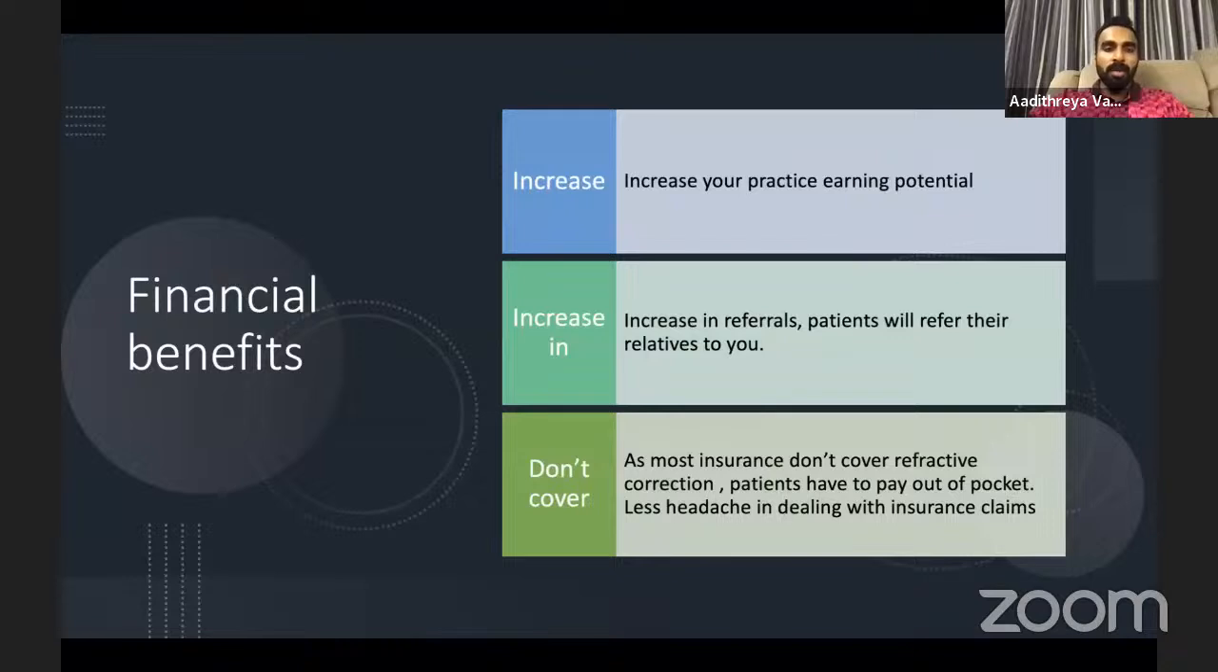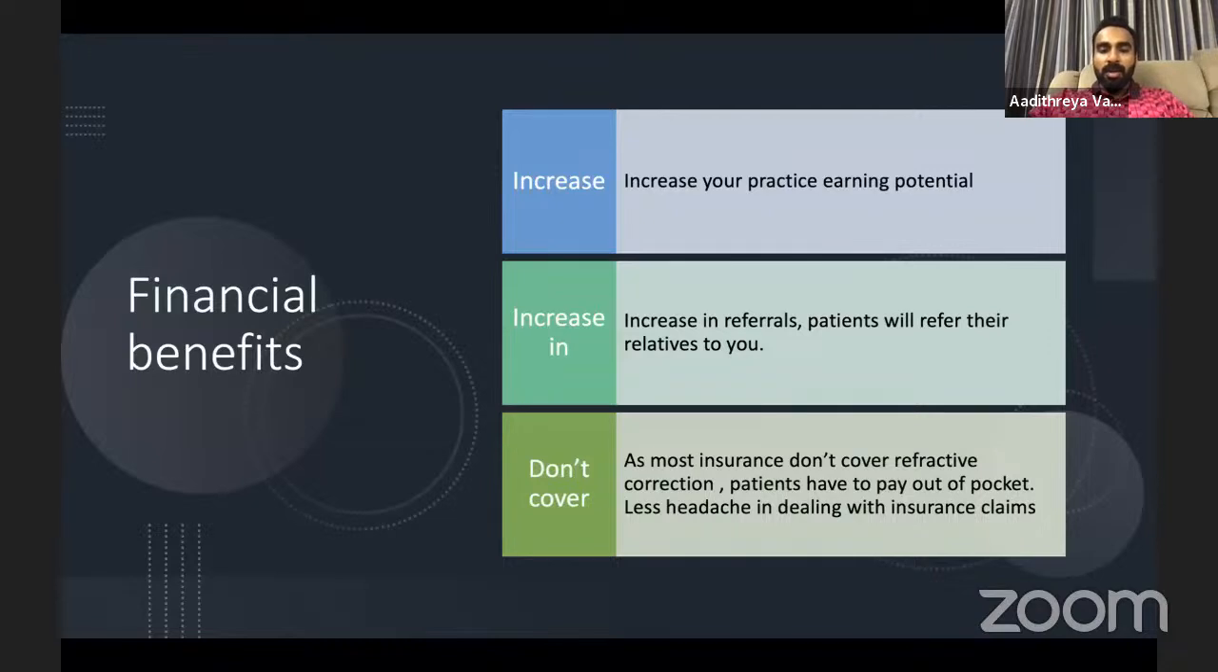All of us know that refractive correction is one of the most financially lucrative fields that you can be in ophthalmology. It'll also give you an increase in referrals. Maybe you treat the 25-year-old for myopia who comes to your clinic, then he's going to refer his 70-year-old grandfather for cataract surgery to you. So yes, the word of mouth is quite powerful in this field.